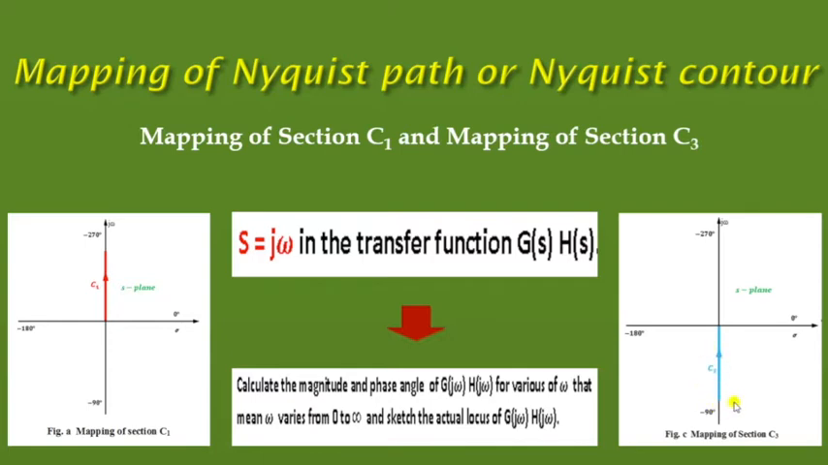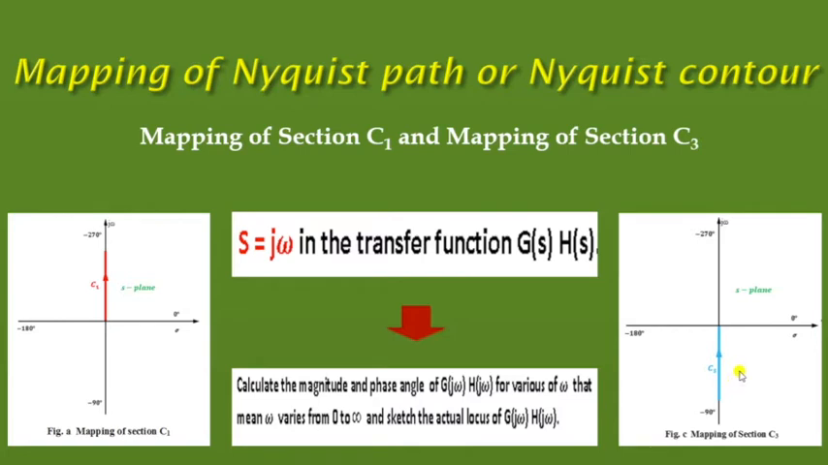And this one is the section C3. Mapping of section C3: here omega varies from minus infinity to 0. The locus of G(j omega)H(j omega) as omega varies from minus infinity to 0 is the contour in the G(s)H(s) plane corresponding to section C3 in the S plane.